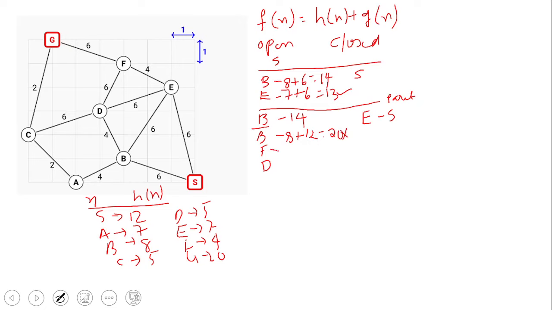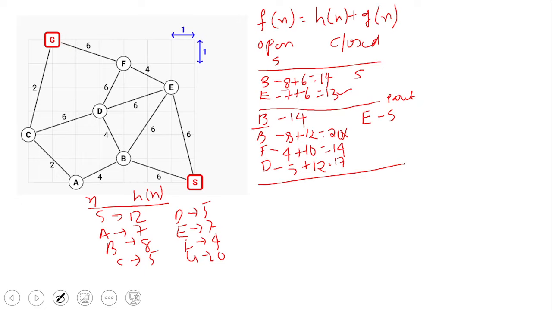Okay, next the F value. F has 4 as h of n plus the value for g of n, which is from S to E and E to F, because we are getting F from E. So 6 plus 4, 10. So what you got? 14. Next for D, h of n is 5 plus 6 plus 6, 12. That is 17.